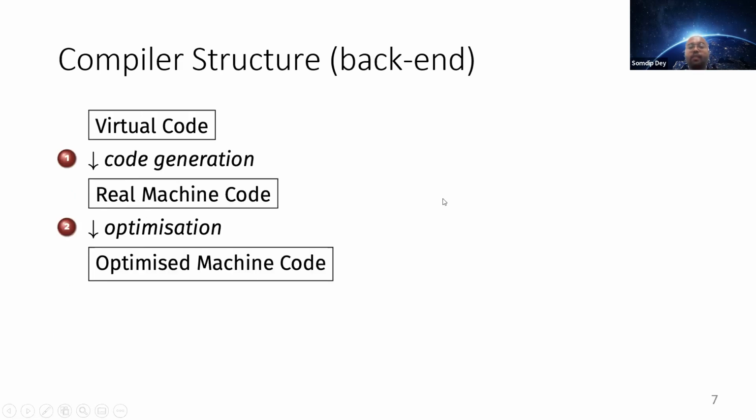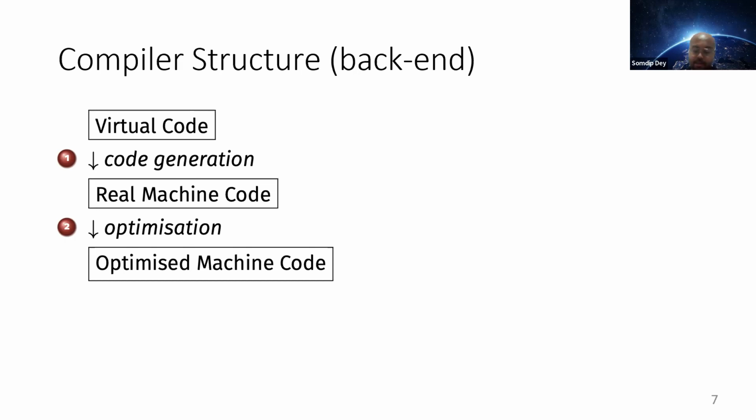Now in the back end, the virtual code is processed by the code generation phase. The code generation phase then generates the real machine code, which is closer to the hardware of the computing system on which it is being executed. When the real machine code is generated in the back end, it's then further processed by the optimization phase of the compiler, and the optimized machine code is generated.